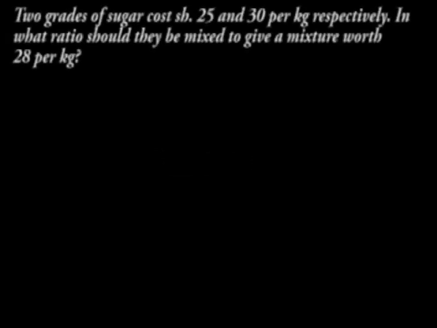Finally, we look at mixtures. When two or more materials are added together, the resulting mixture has a quality and value different from either of the ingredients. For example, 2 grades of sugar cost 25 and 30 shillings per kilogram. In what ratio should they be mixed to give a mixture worth 28 per kilogram?